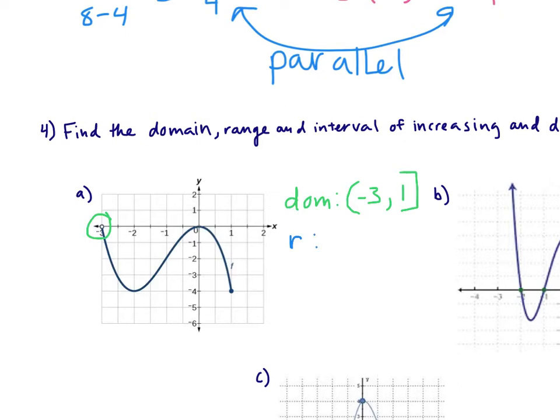Our range, we start at the bottom and go to the top. So the first point that our graph reaches on the bottom is -4. And then our highest point is 0. Even though this is a closed circle, we include 0 because our graph is continuous through 0, so we would put a bracket there. So this relative max here is why we would put a bracket.